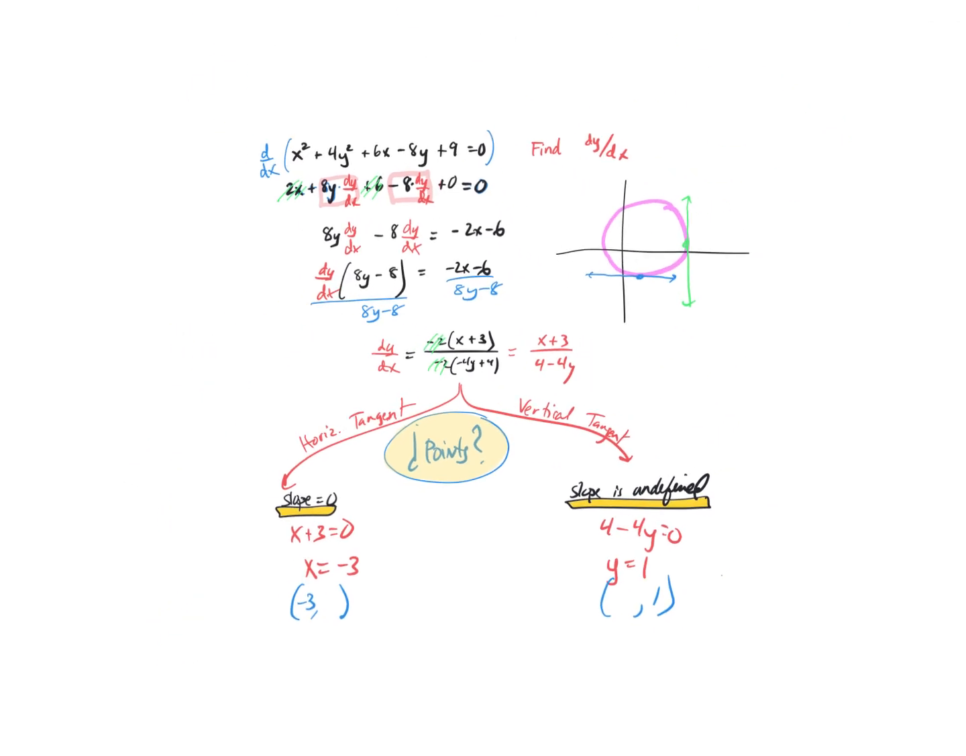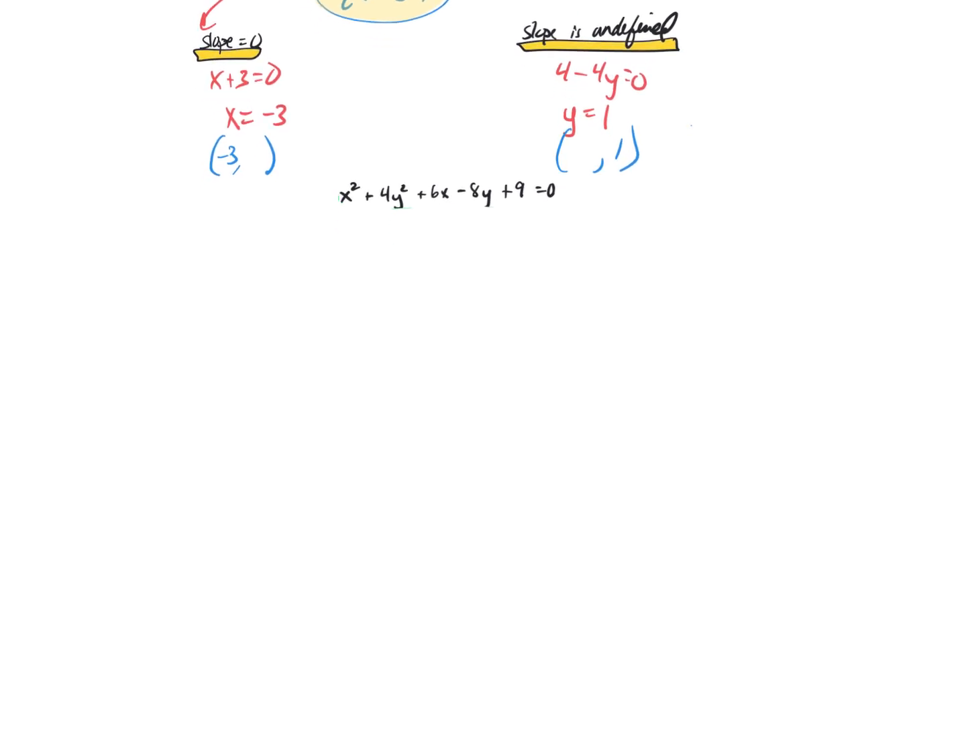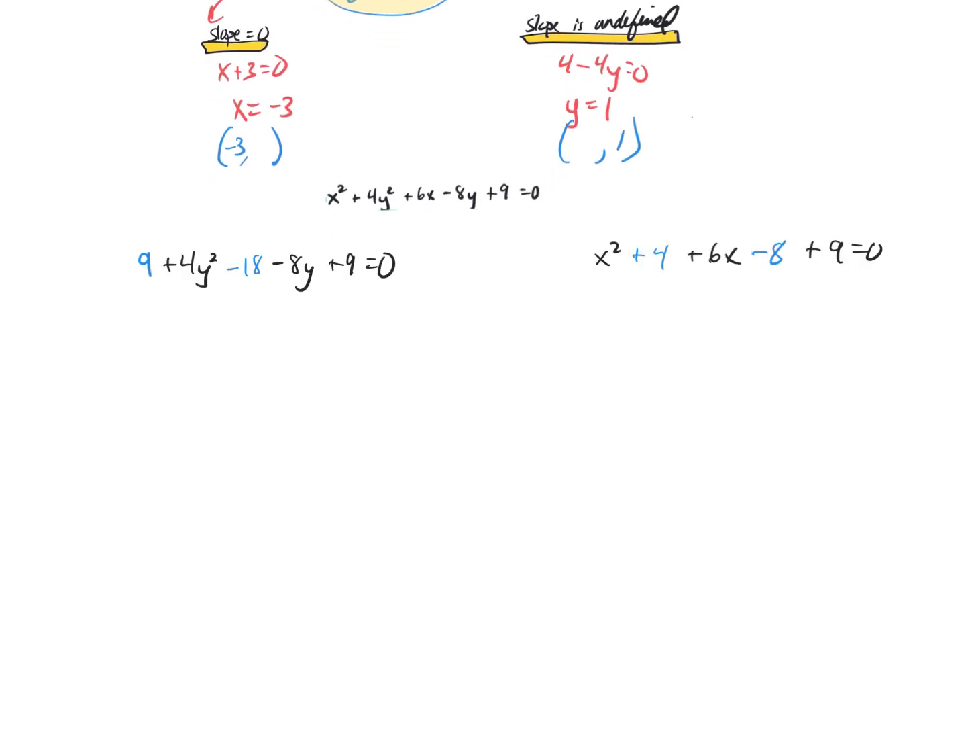So we'll come up to the original function here and substitute negative 3 in for x and solve for y, and substitute 1 in for y and solve for x. There's our substitution in for x, and here's our equation when we substitute 1 in for y. Solving each of these, we get, on this side, y is 0 or 2 when you follow the algebra, so our points are (-3, 0) and (-3, 2).